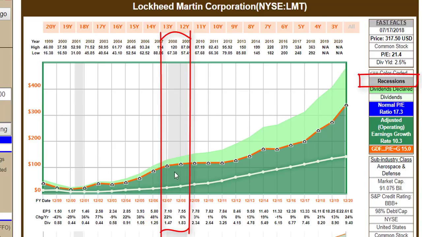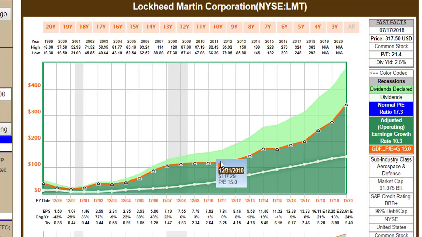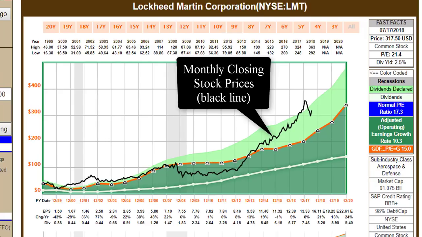And then we came into the Great Recession, and I want you to notice that earnings flattened during this period of time. You can see the numbers down here. We had 6%, 3%, 1%, 0% growth. So this low growth area was important, but it was also exacerbated by the Great Recession. So let's put on monthly closing stock prices.